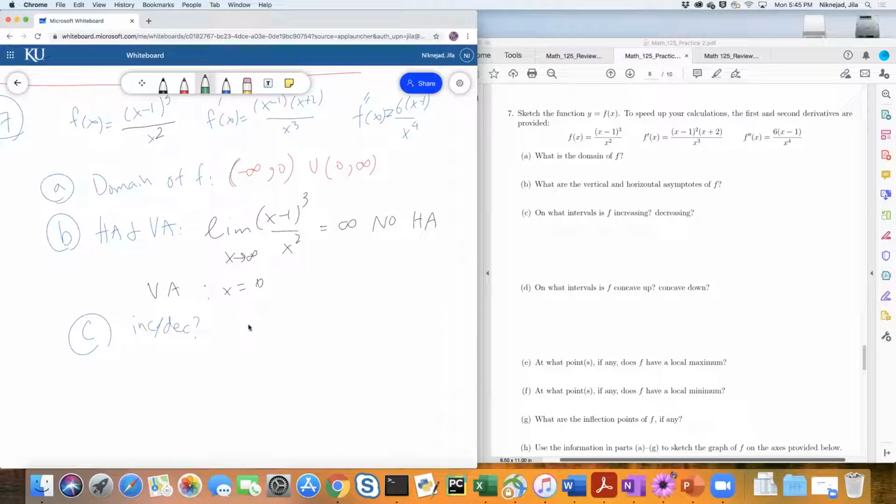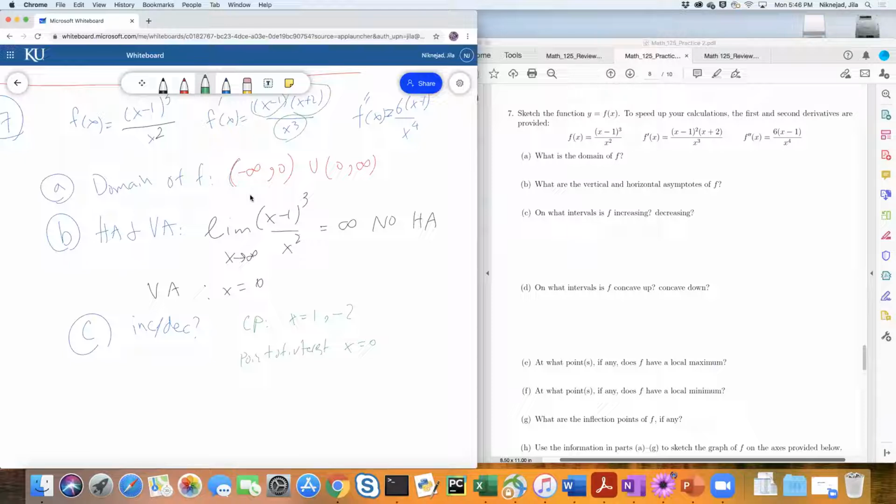And so when we're finding increasing and decreasing, it's all about f prime. F prime is 0 at 1 and at -2, and 0 of the denominator, right? So the critical points are x equals 1 and -2. But a point of interest is x equals 0. Why is it a point of interest? Because it's not part of the domain. That's my other way of saying that even though it's not a critical number, I need it on that number line. That's all it means.